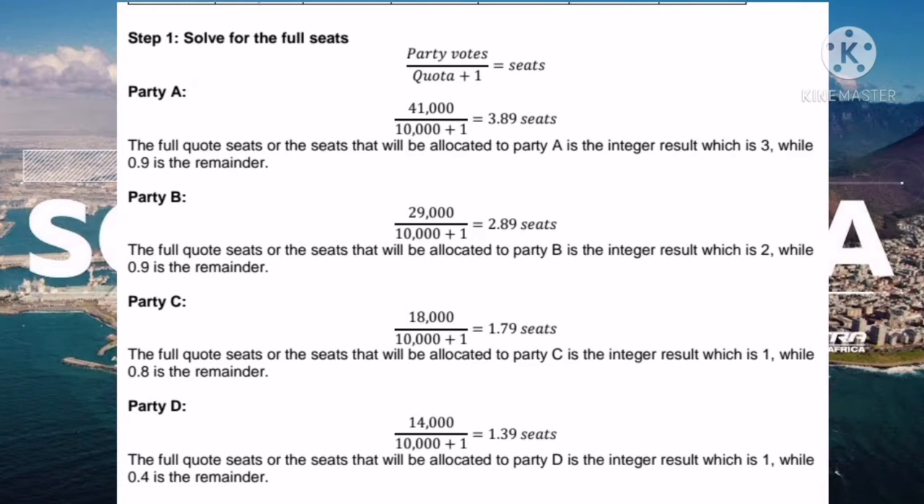The full quota seats that will be allocated to party C is the integer result, which is 1, while 0.8 is the remainder. While in party D, 14,000 over 10,000 plus 1 is equal to 1.39 seats. The full quota seats that will be allocated to party D is the integer result, which is 1, while 0.4 is the remainder. Note that among the 9 seats competed by 4 parties, only 7 seats have been allocated based on the integer result from their votes. The remaining 2 seats will be allocated based on the remainder.